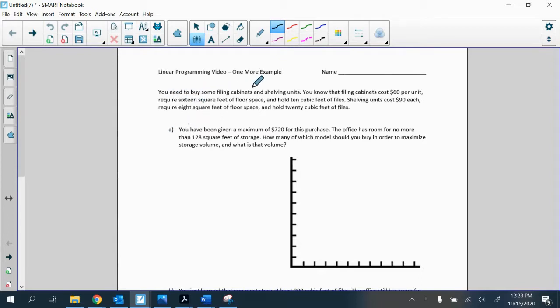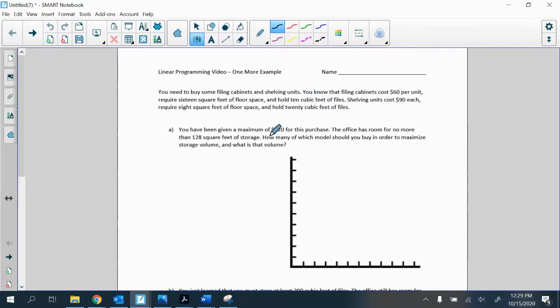So you need to buy some filing cabinets and shelving units for a business. You know that the filing cabinets cost $60 per unit, require 16 square feet of floor space, and hold 10 cubic feet of files. Shelving units cost $90 each, require 8 square feet of floor space, and 20 cubic feet of files is what they can hold.